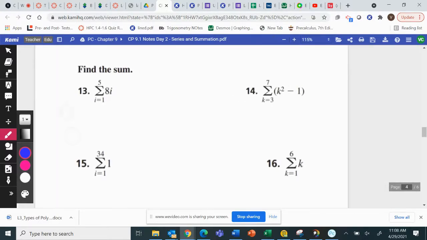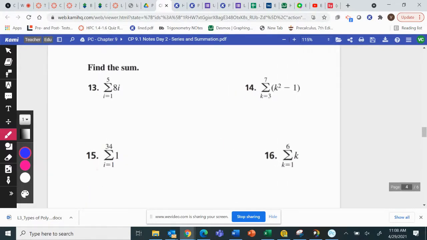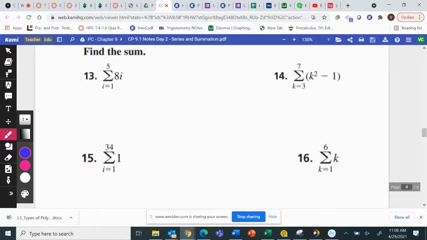Okay, so we've got a few examples. I want you guys to find the sum. We are not doing these with a calculator. We are doing these with either the formula or you're adding them up yourself. Okay?